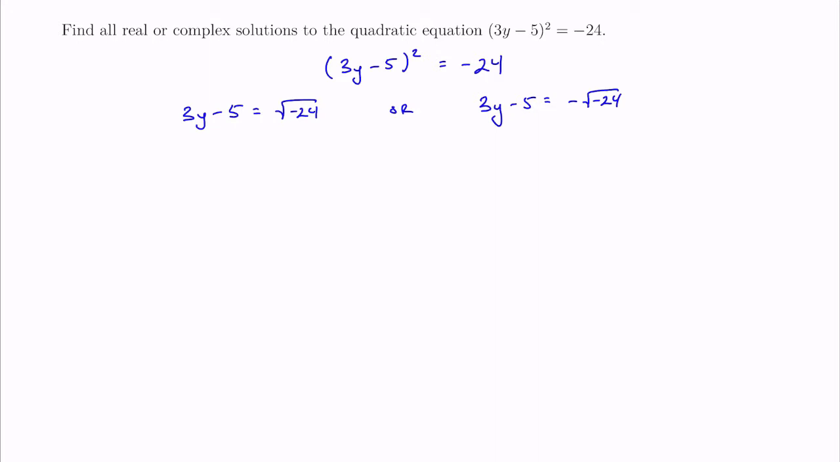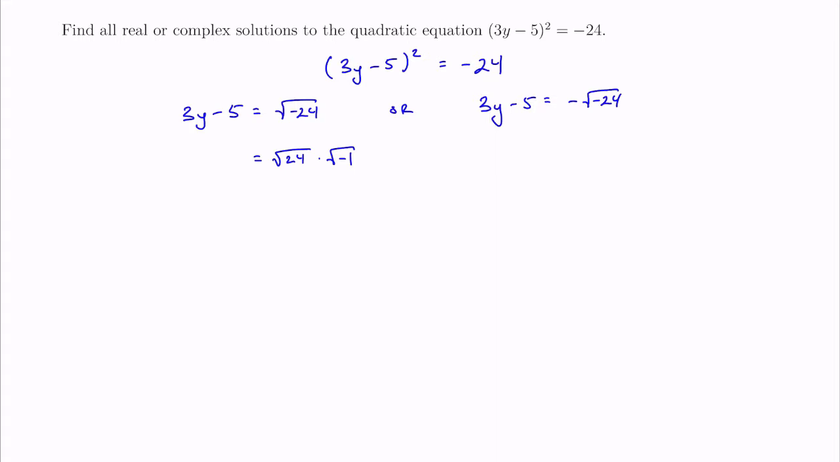Since the radical is isolated by itself on the right side of the equation, I think it'll be easier to simplify the radical while it's by itself before moving anything away from the y and trying to isolate the y. So we'll just work with the right side of the equation right now. With the first equation, 3y minus 5 equals the square root of negative 24, the first step in simplifying the square root of negative 24 is to separate the factor of negative 1 from the factor of 24. So I'll rewrite the square root of negative 24 as the square root of 24 times the square root of negative 1.